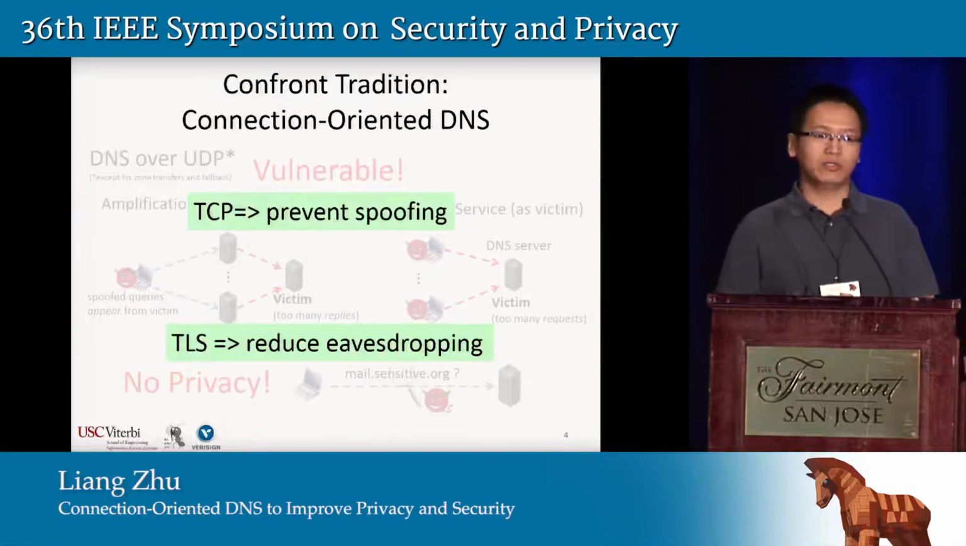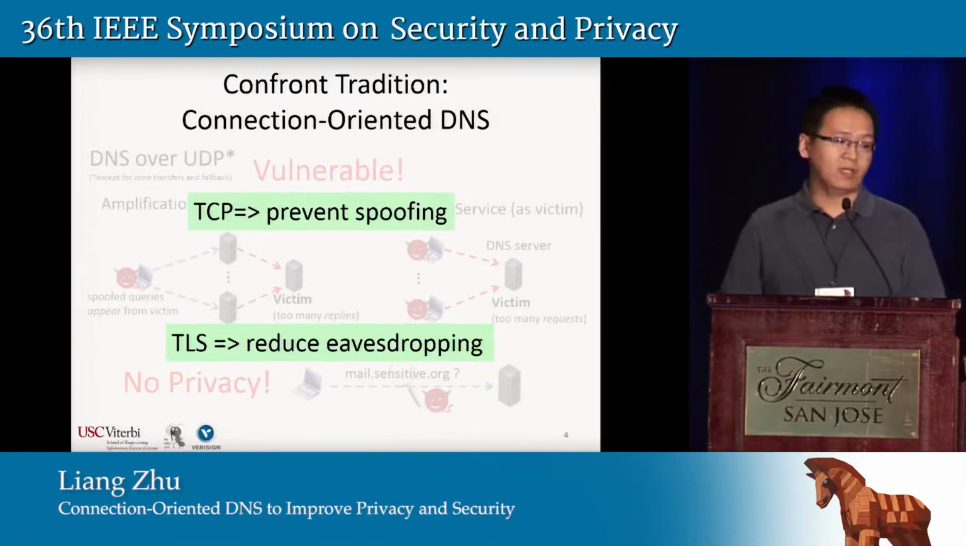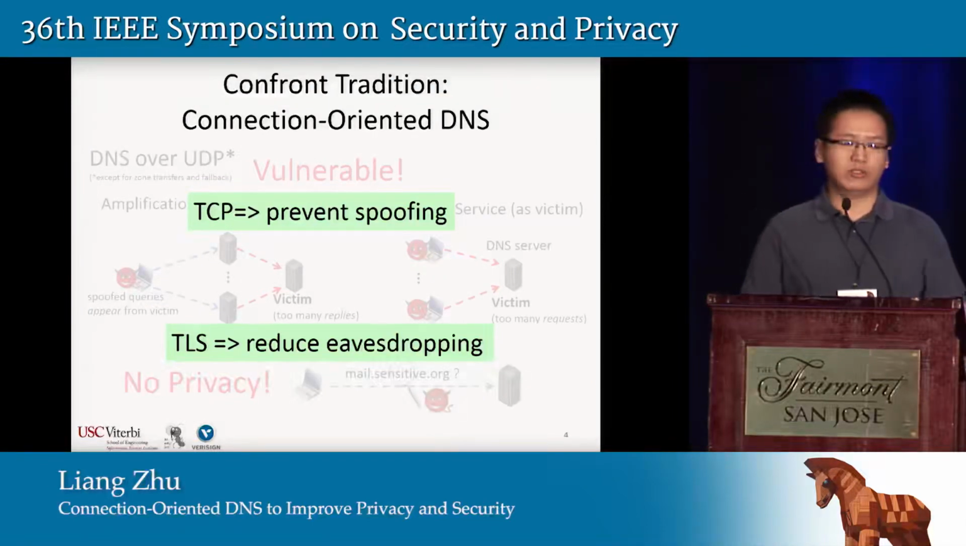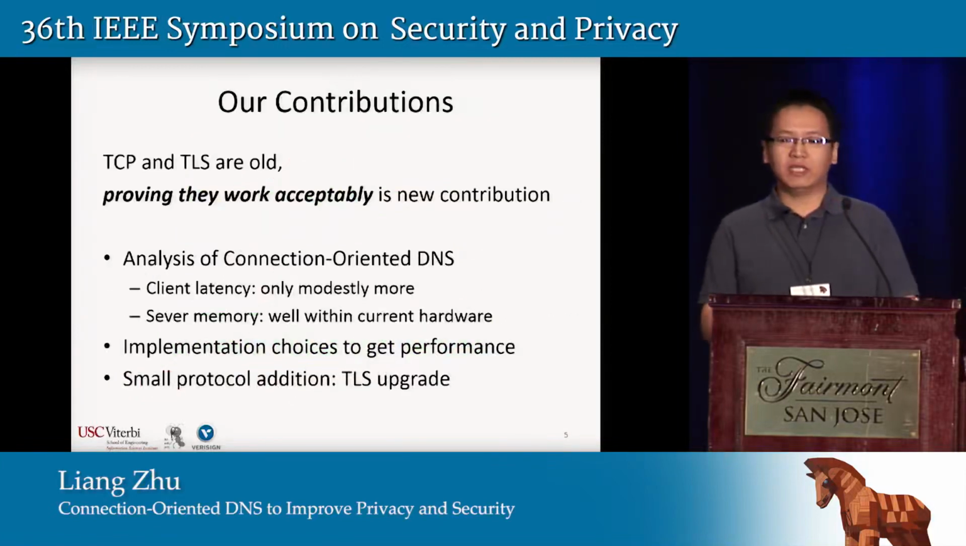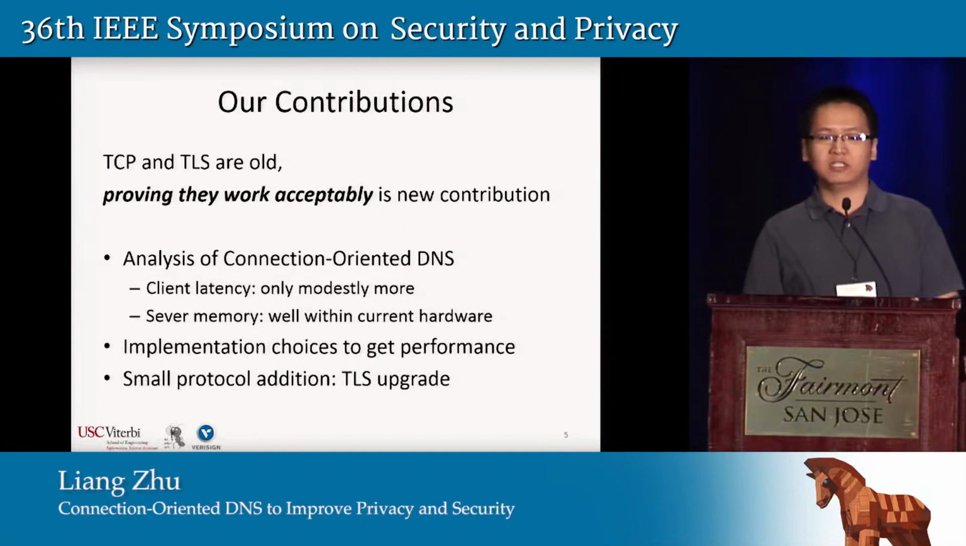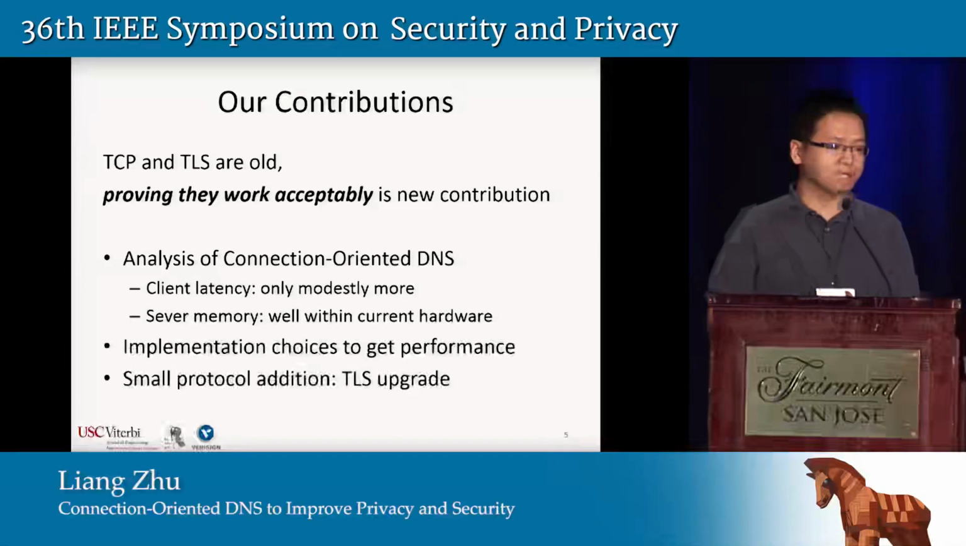So here we propose to use TCP to solve the denial of service problem, and we also propose to use TLS to provide privacy. TCP and TLS are not new at all. However, our key contribution is to prove they can actually work. They can work acceptably in the real world with a careful implementation and a very small protocol tweak.